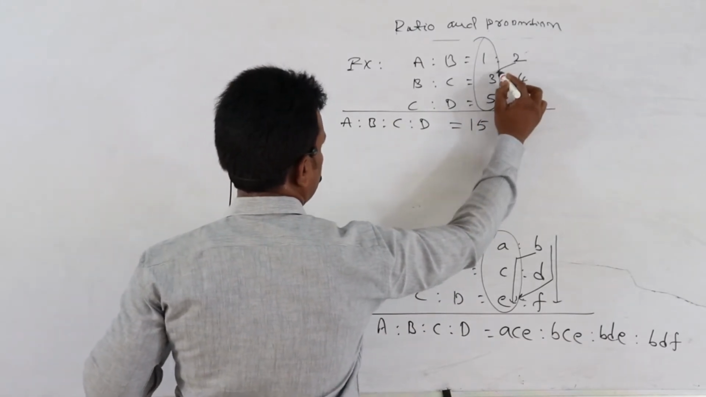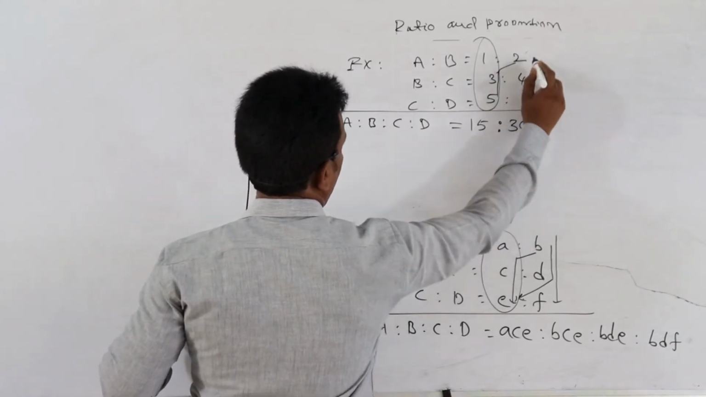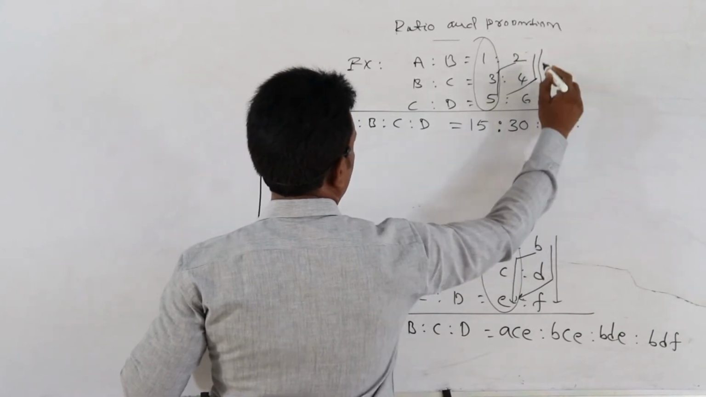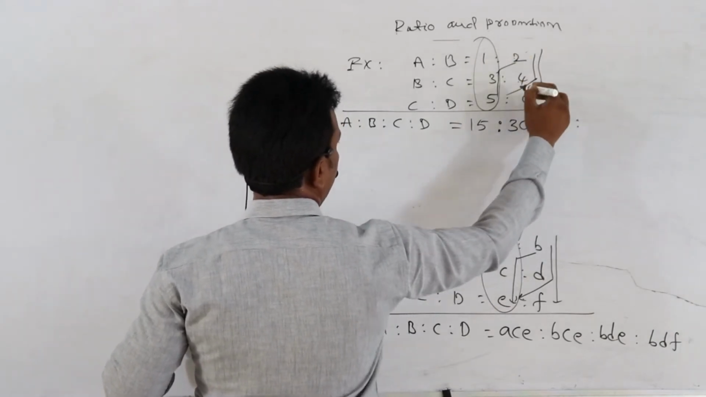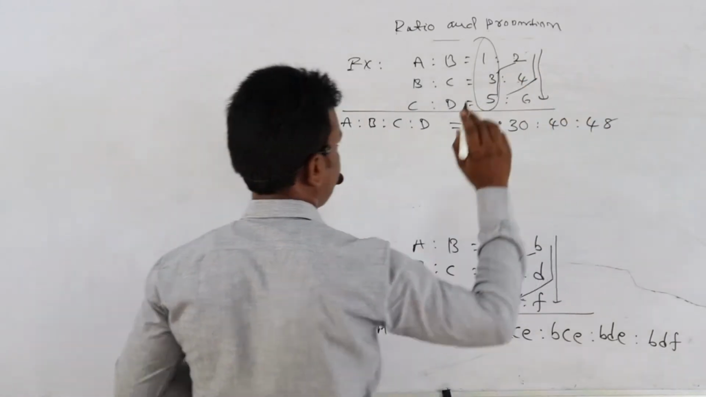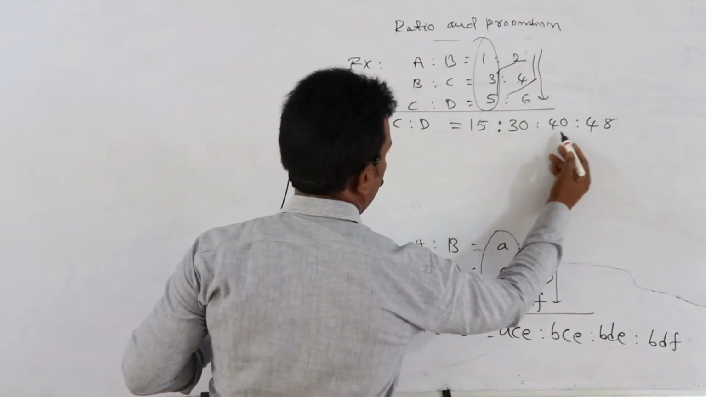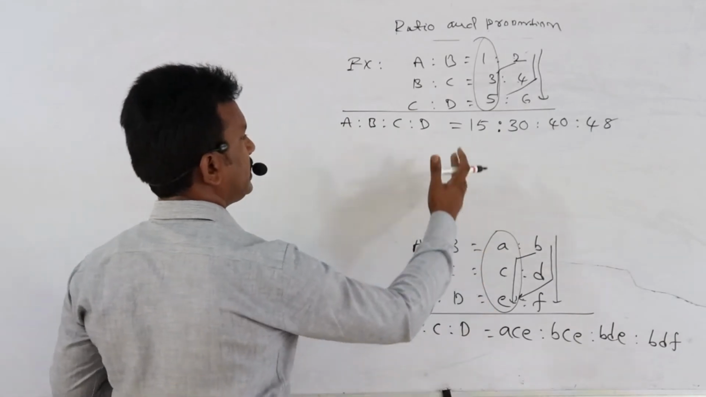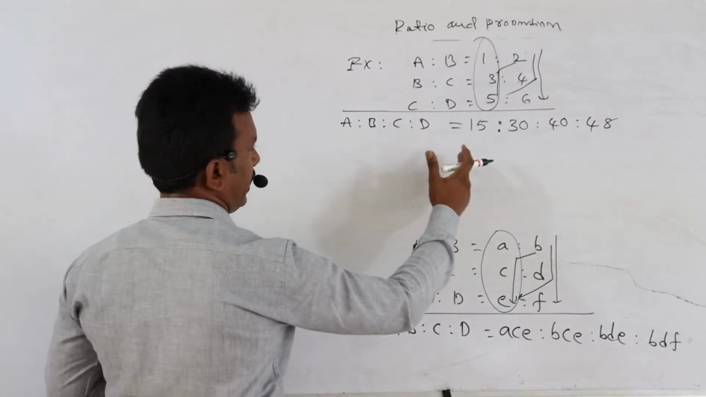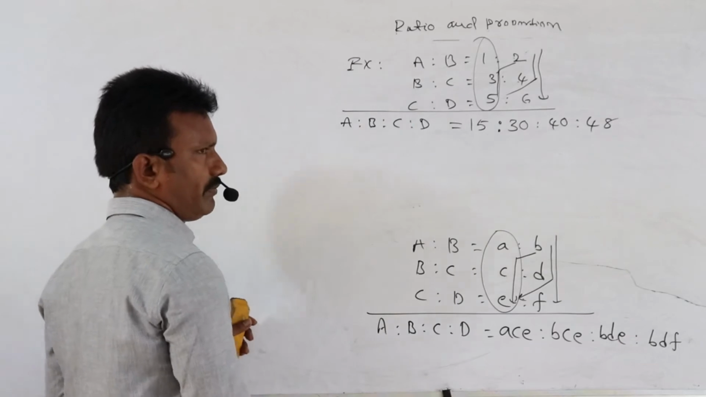Next we follow the directions. 2 into 3 is 6, 6 5s 30. Next, 8 5s 40. Next, 2 into 4 into 6, 8 into 6, so 48. Is there any more cancellation here? Write the simplest form. So 15 is to 30 is to 40 is to 48.